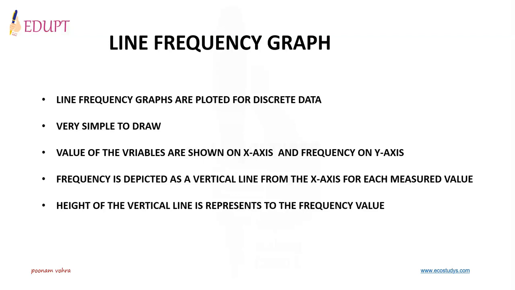Now let's begin with the frequency distribution graphs, and the simplest one is the line graph. Basics about the line graph is that line frequency graphs are plotted for discrete data. These are very simple to draw. Values of the variables are shown on x-axis and frequency on y-axis. Frequency is depicted as a vertical line from the x-axis for each measured value, and the height of the vertical line represents the frequency value. And this line graph is used without a kink on the axis.